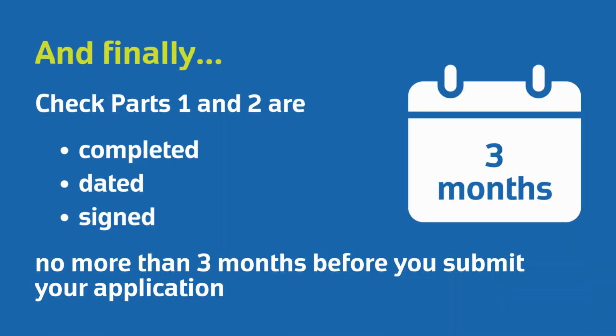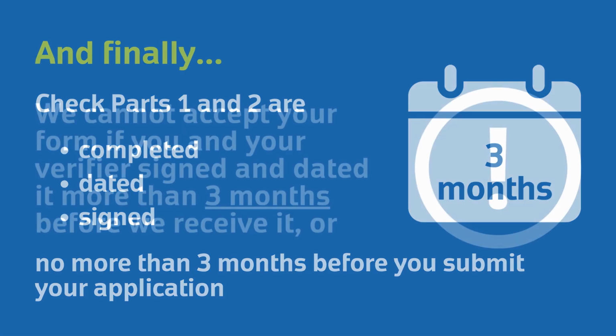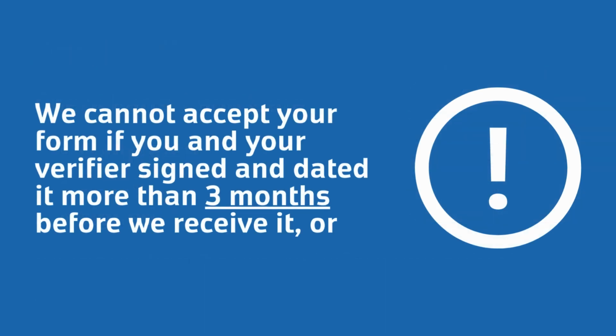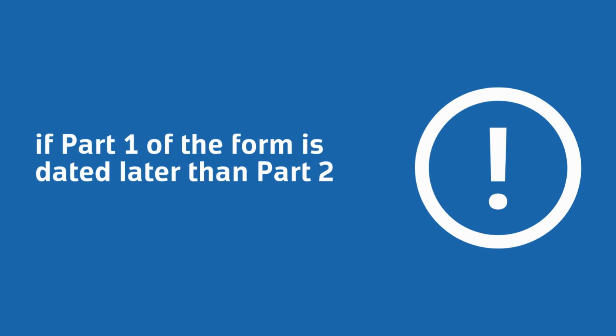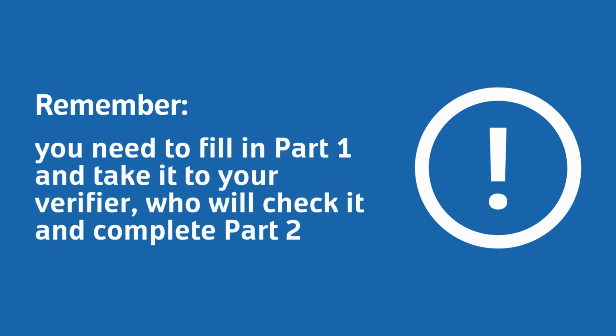Finally, check that both Parts 1 and 2 of the form are completed and that they are dated and signed no more than 3 months before the application is submitted to HM Land Registry. We cannot accept your form if you and your verifier signed and dated it more than 3 months before we receive it, or if Part 1 of the form is dated later than Part 2. Remember, you need to fill in Part 1 and take it to your verifier, who will check it and complete Part 2.